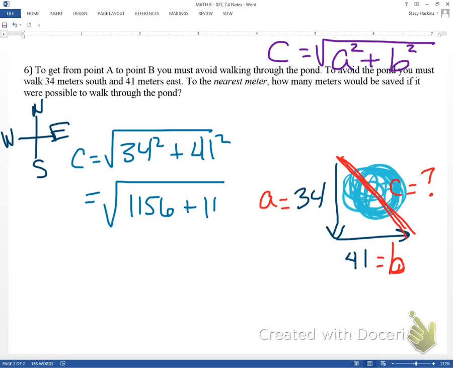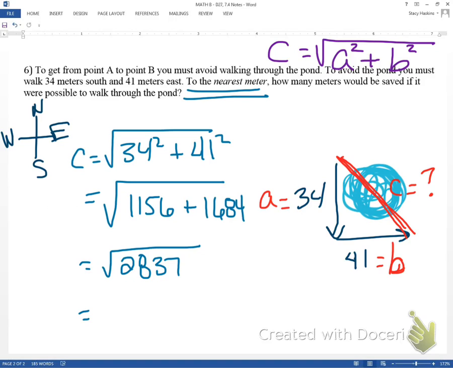I got 1,684. Add those two numbers together. What did you get? I got 2,837. And then take the square root of that number. And I get a big long decimal, but look what it says here in the directions. To the nearest meter. These are all in meters. The nearest meter would be the nearest whole number.